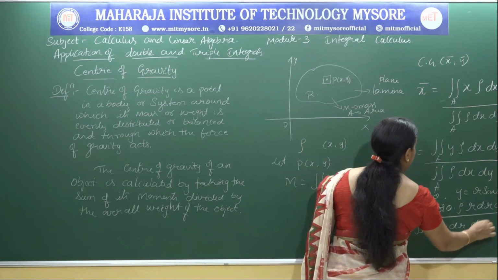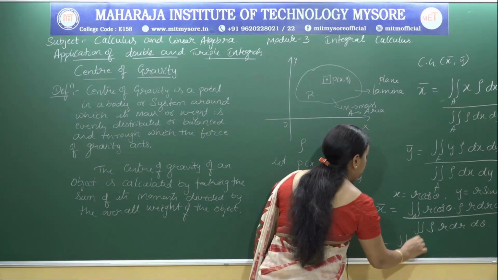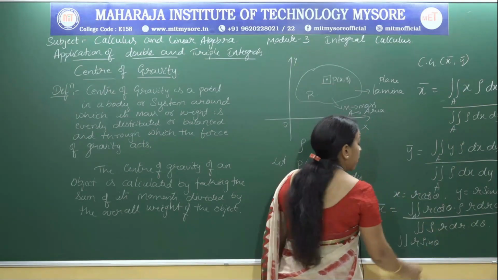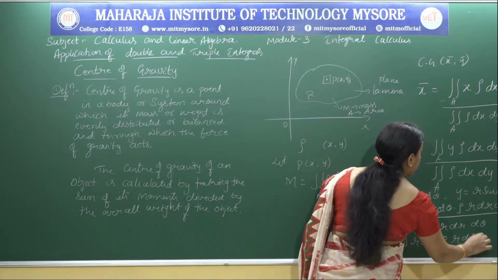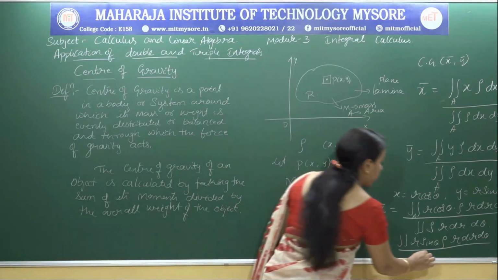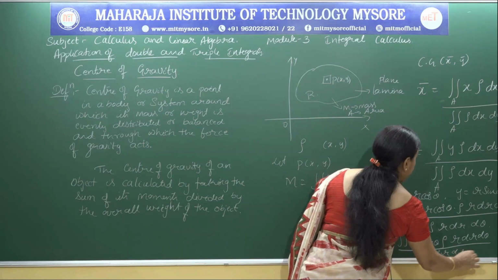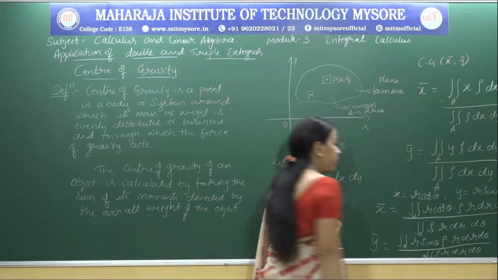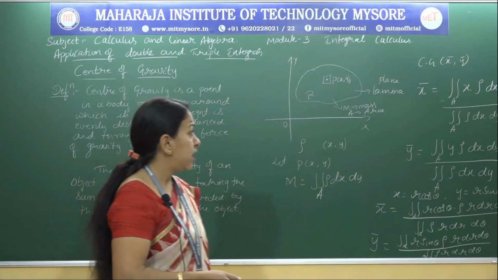Similarly y bar is given by the double integral of y, which is r sin theta, rho remains as it is, dx dy is r dr d theta, whole divided by again the double integral of rho into r dr d theta over the area A. So this will be your standard formula to find the center of gravity.